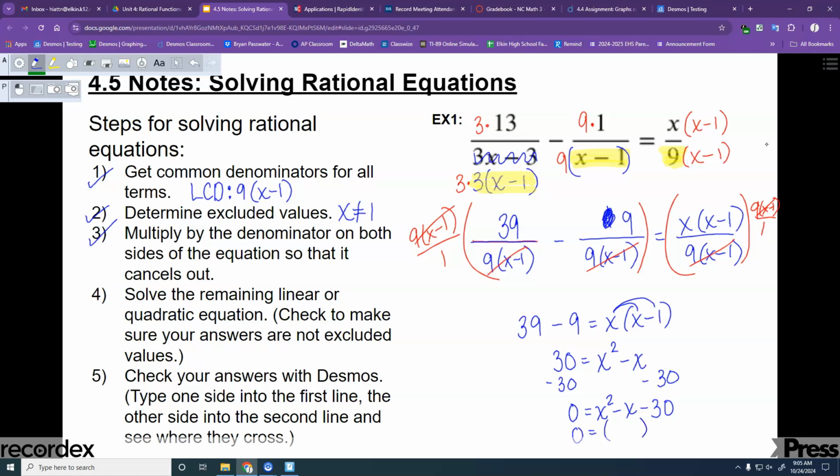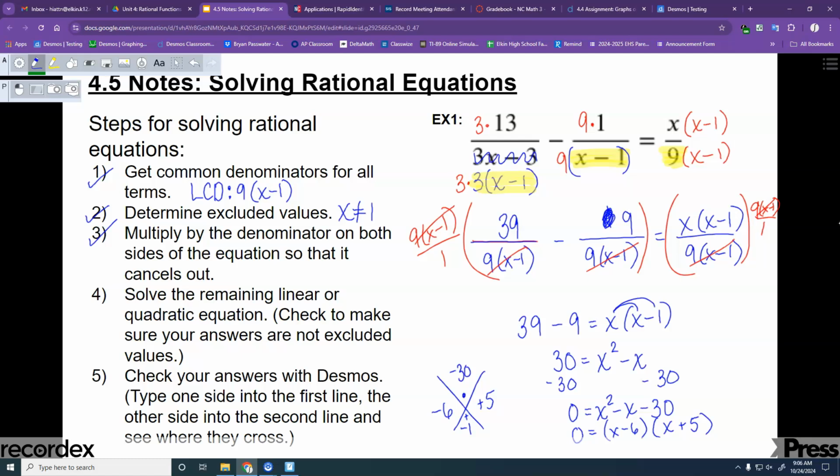And then this, I believe, will factor. I've got to multiply to get negative 30. I've got to add to get negative 1. What numbers could I use? Negative 6, positive 5. There, that'll work. So I'll have x minus 6, x plus 5 for that.